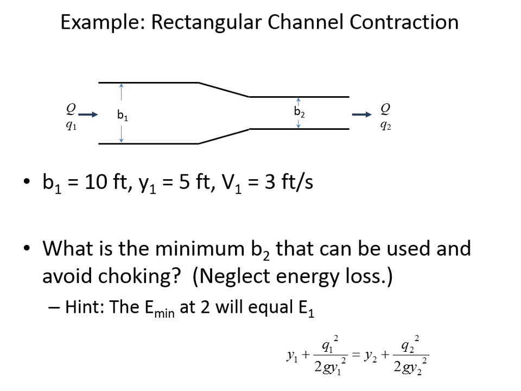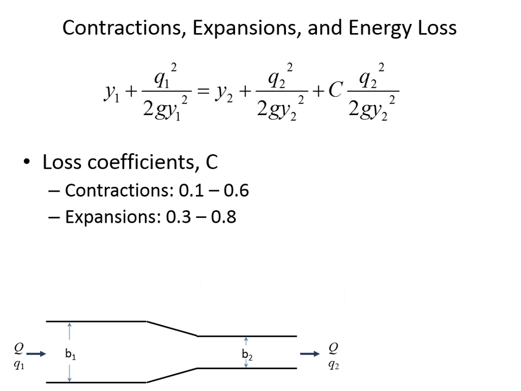Well, when we have something abrupt rather than gradual, then there's going to be an energy loss between them. And so you see how there's this term in the energy equation, which is a loss coefficient times the velocity head. If we had a really abrupt transition and it was a contraction, we'd probably have to use 0.6, on the high end of that scale.